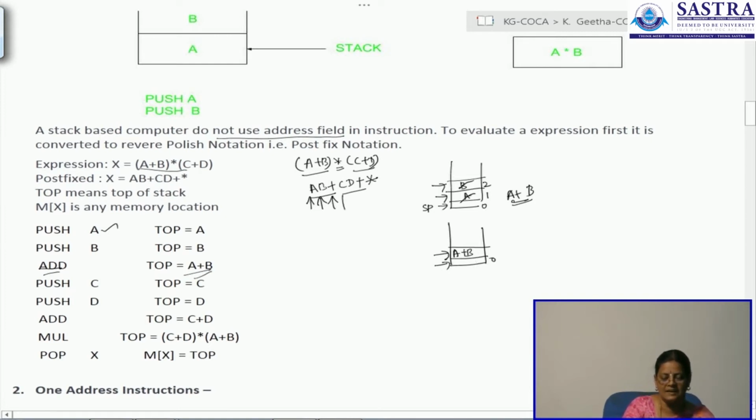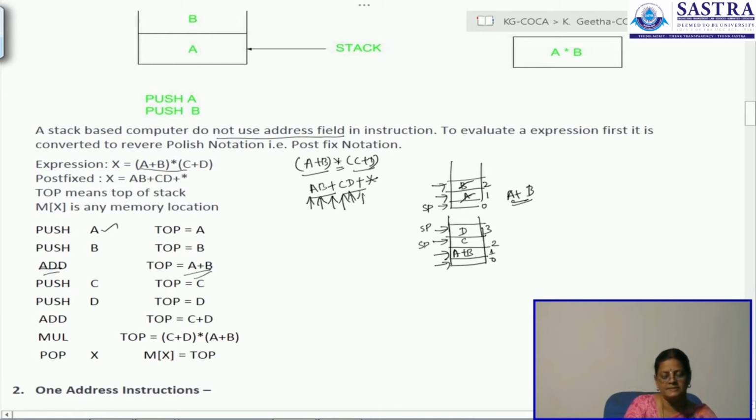Now you just scan the expression, it is C, it is an operand, so you will be pushing it into the stack. So the stack pointer will be incremented and I will be pushing C. Then I encounter D, so again you will be incrementing the stack pointer, so it will be 3 and you will be pushing D.